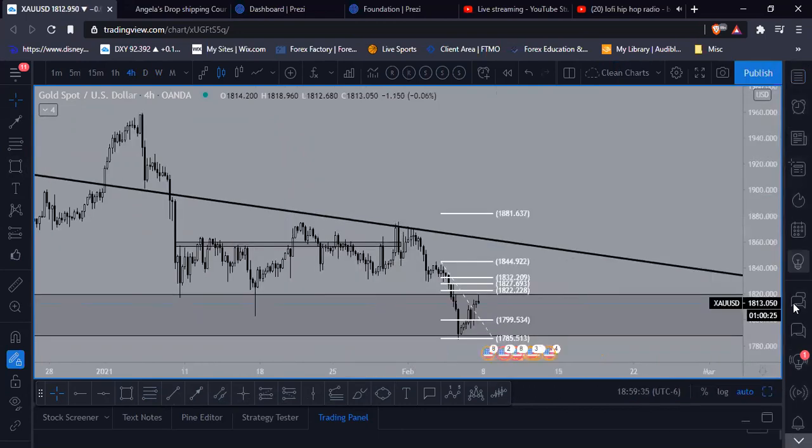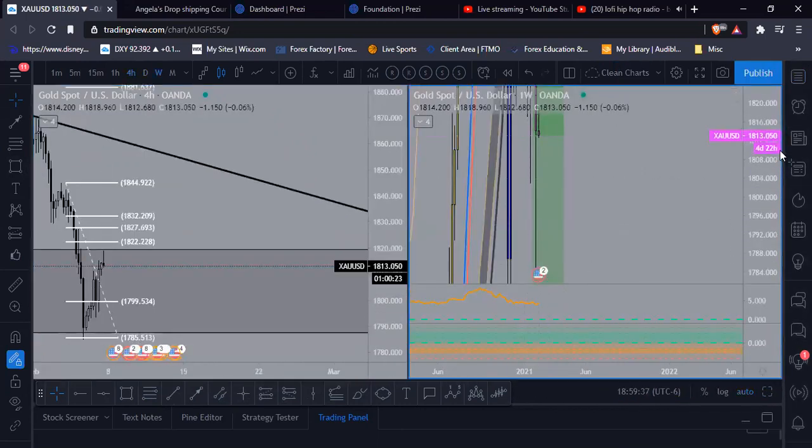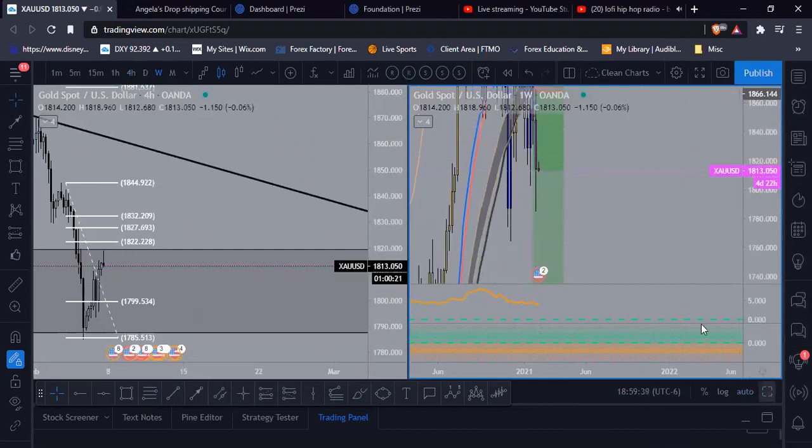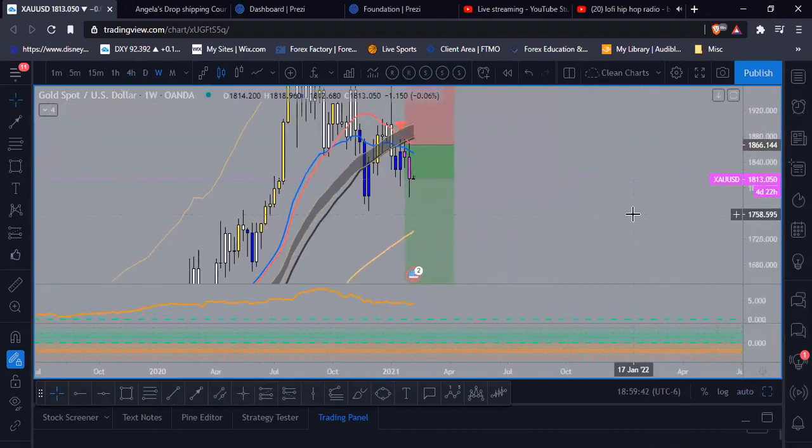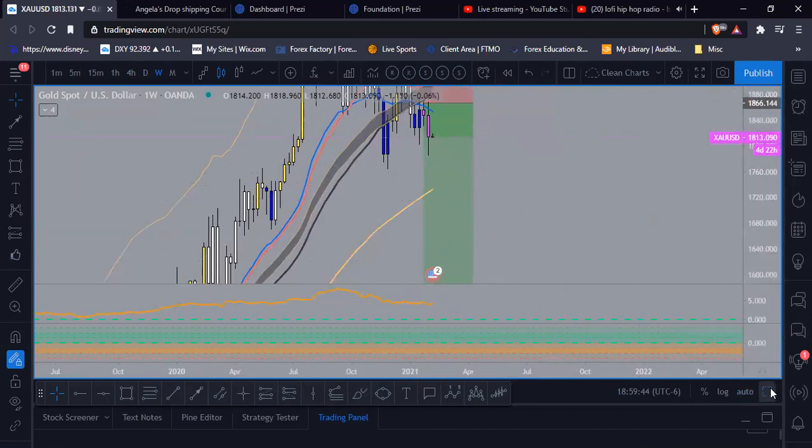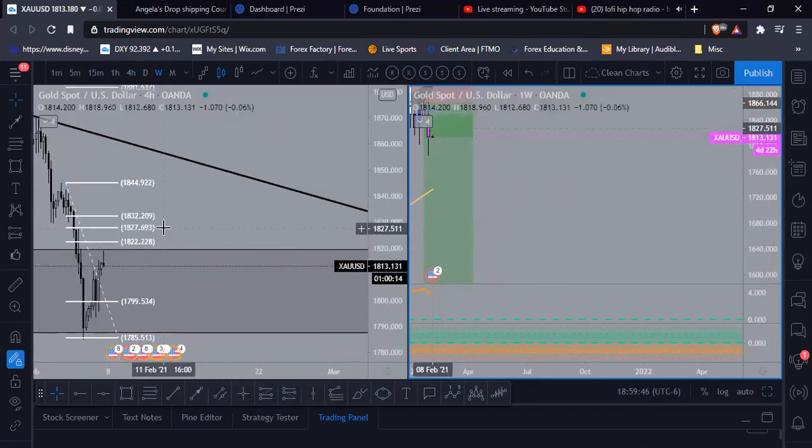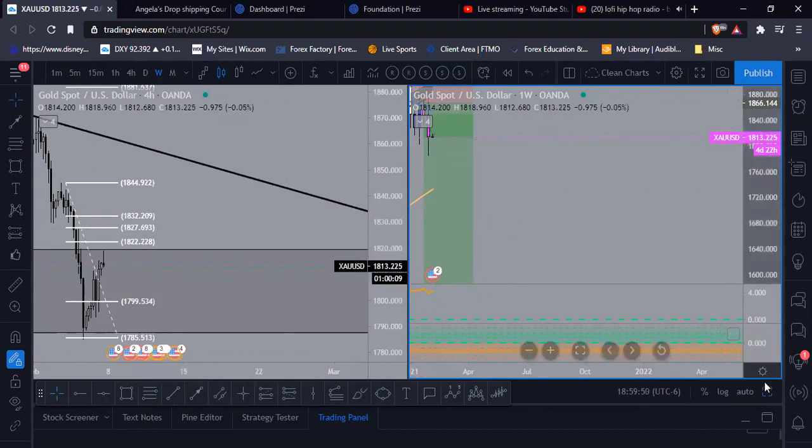That's one thing that I could definitely see possibly happening with gold. Let's go look on the weekly time frame. That's basically all I have for gold. Sorry. So yeah, 1827.693. This is where I'm basically looking for a re-entry on gold.